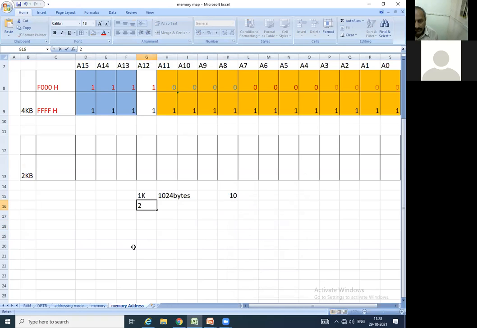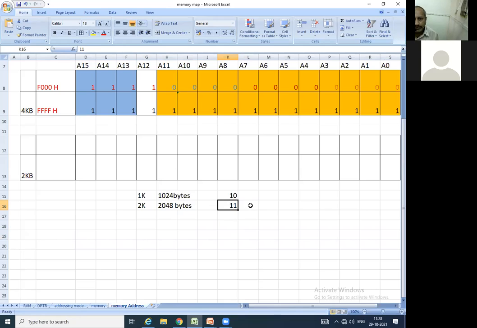And our question is to make it a 2K ROM. So 2K ROM, that is 2048 bytes. And that means 2 raised to 11. That means 11 address lines are required for 2K. 2 raised to 11, just do it on the calculator. So you will get 2048 bytes. And that's why the correct answer is 11 address lines are required.